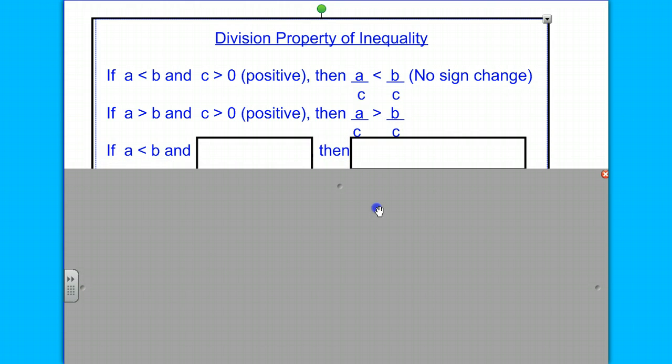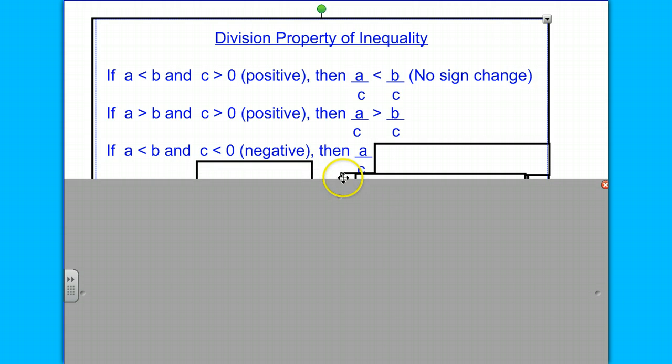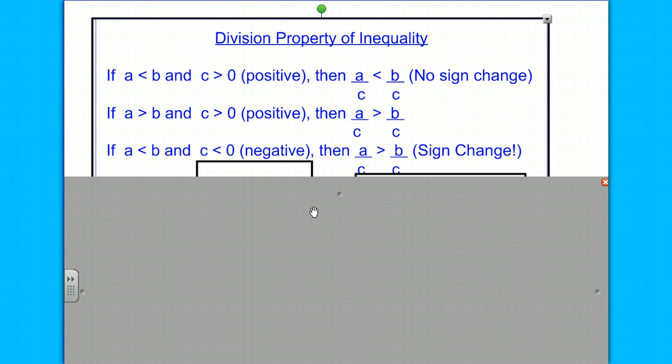Okay? So this is the tricky part. If A is less than B and C is now negative, then when we divide both sides, what happens now? Isabella? A was less than B, so now A over C will be, good, good, we have a sign change. Dividing by a negative changes your inequality sign.